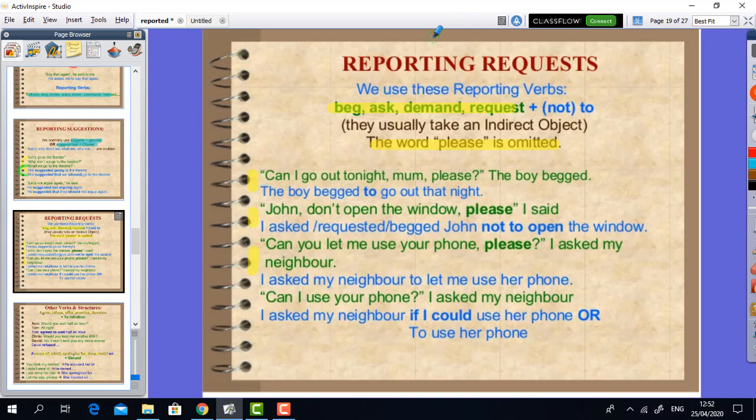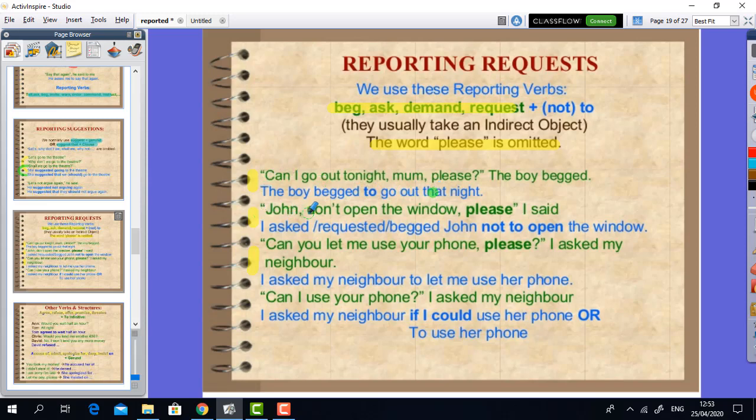And now let's finish with reporting requests. We use reporting verbs like beg, ask, demand, request, to or not to. Normally they should take an indirect object like me, you, him, etc. And it's worth mentioning that the word please is generally omitted. Let's take two examples. The first one, "Can I go out tonight, Mom? Please." The boy begged. The boy begged to go out that night.